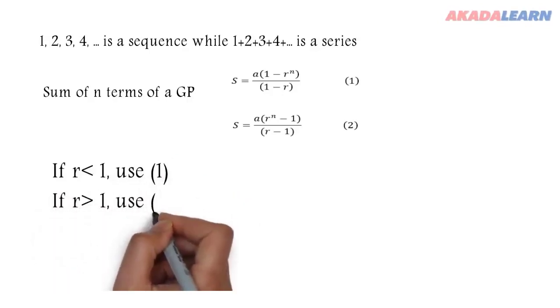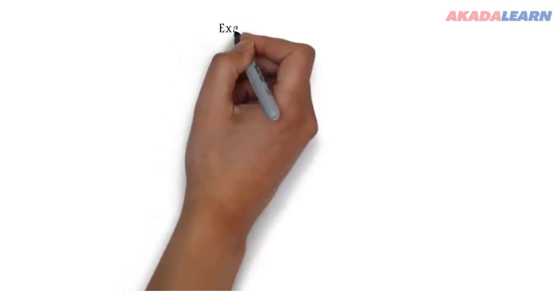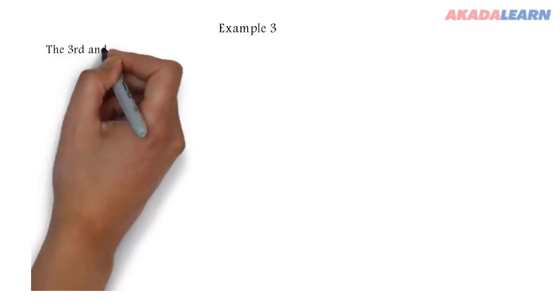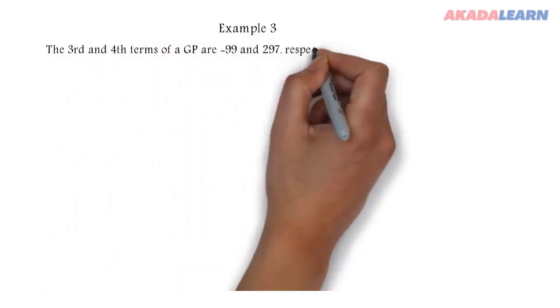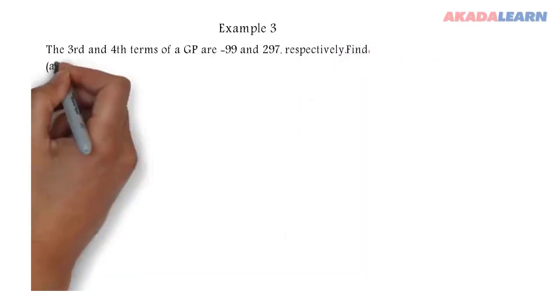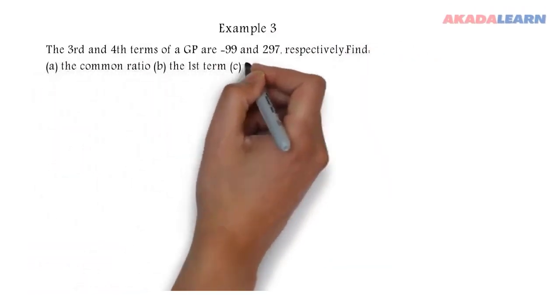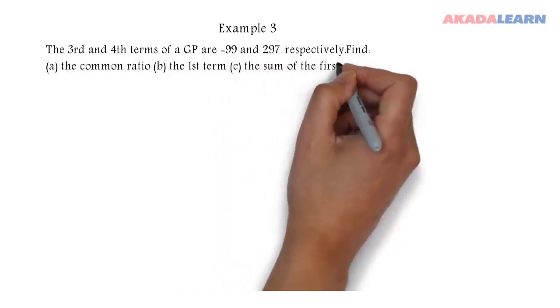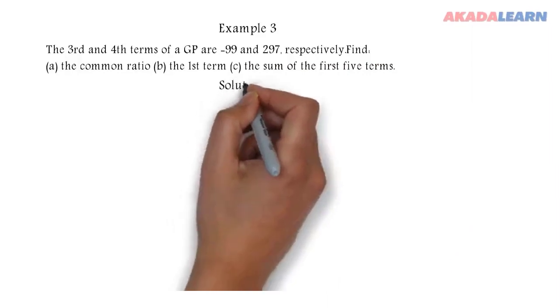Now if our common ratio is greater than 1, we use the second formula. So let's see an example that will help us understand those formulas better. The question says the third and fourth terms of a GP are -99 and 297 respectively. Find a, the common ratio, b, the first term, c, the sum of the first 5 terms. So let's see how to do that.